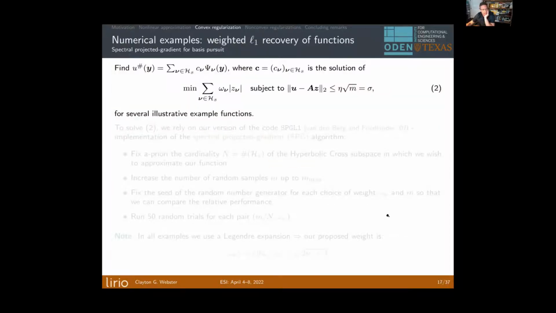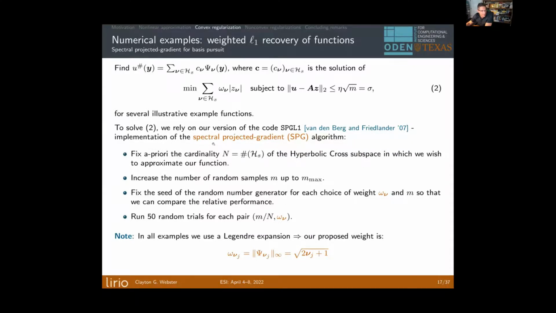Okay, so here are some simple examples. I won't go through the details of the setup, just say that we use SPGL1, a spectral projected gradient approach. In this case, I'll fix the cardinality of a hyperbolic cross set just to show you how this works, and increase the number of samples up to a maximum. In each case, we fix the seed of the number generator for each choice of the weights. And then we'll run, say, 50 trials just to show you what it looks like. In all examples, I'm going to focus on Legendre expansion. So in our case, what we propose as the optimal weight is given here.